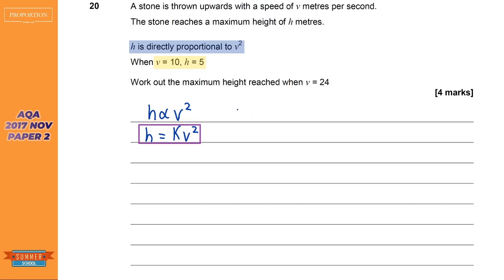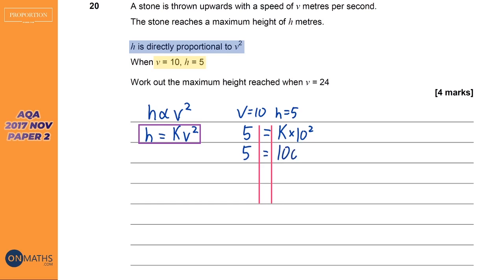So we've got v equals 10 when h equals 5. So we're going to substitute that into the purple formula. So we've got 5 equals k times 10 squared. Let's put our lines in. Right, so that is 100k. 5 equals 100k. Divide by 100 both sides. And that would be 0.05 is k. And then rewrite this formula here. So it's h equals 0.05 v squared.